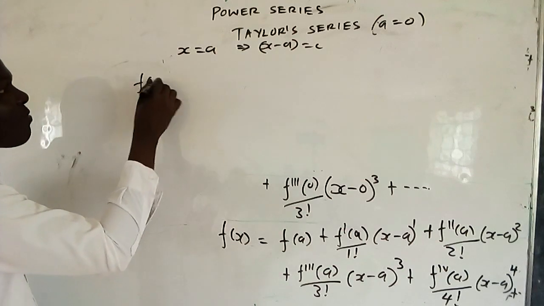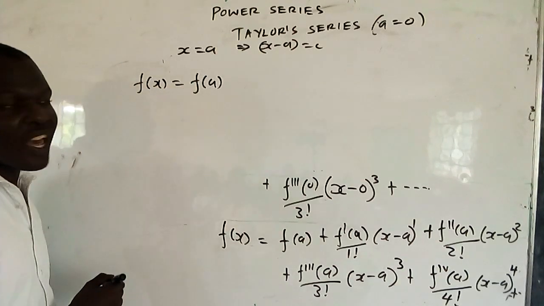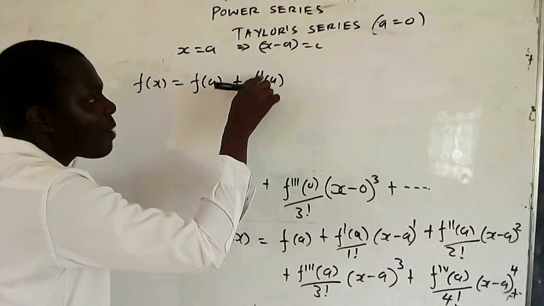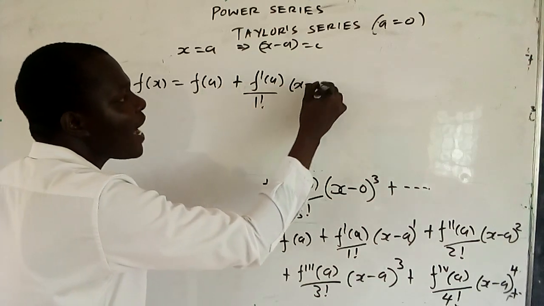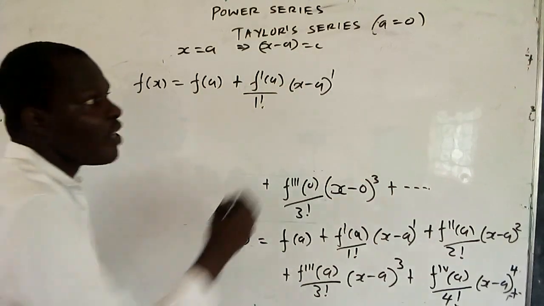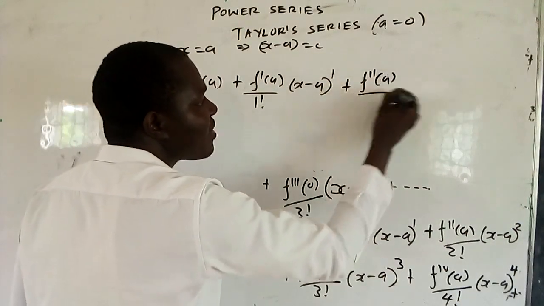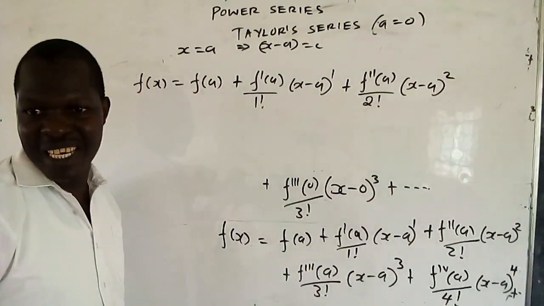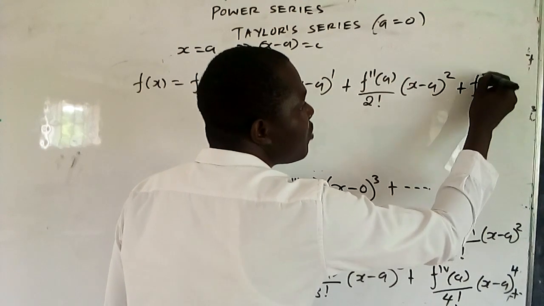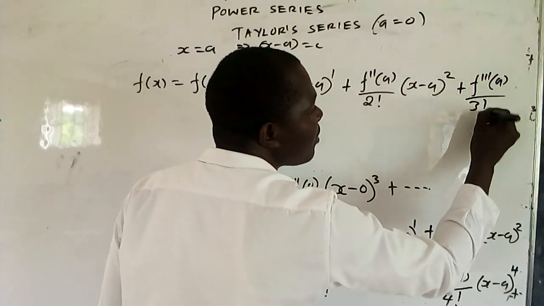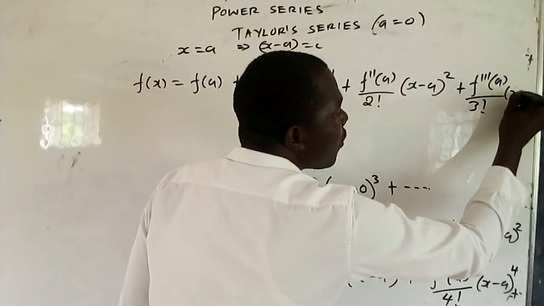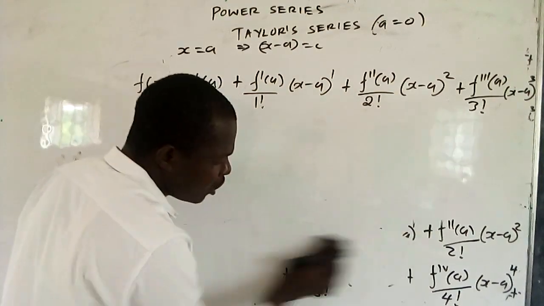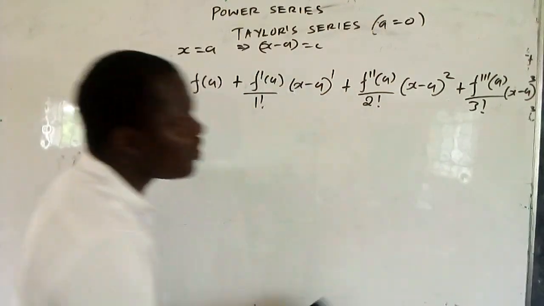So if you start from the function of x, meaning you start with f of a, then after that you differentiate f of a for the first time, isn't it? If you differentiate f of a for the first time, it is over 1 factorial, then your x minus a is raised to power 1, isn't it? Then you move on. If you differentiate it for the second time, it is over 2 factorial, then your x minus a is raised to power 2, isn't it? When you do it for the third time, you have f triple prime of a over 3 factorial, then your x minus a is raised to power 3. In that order until you reach the term they want you to reach, isn't it?